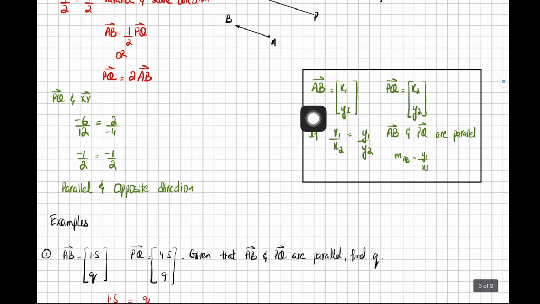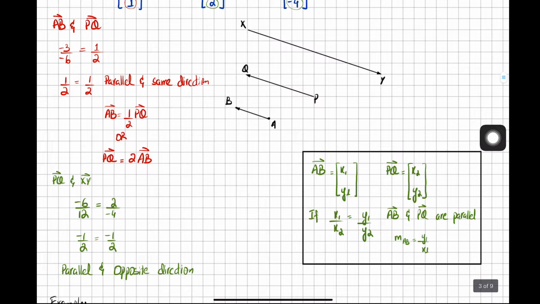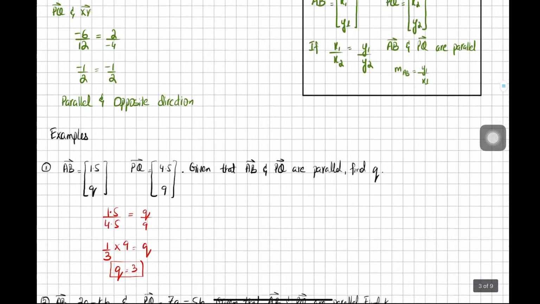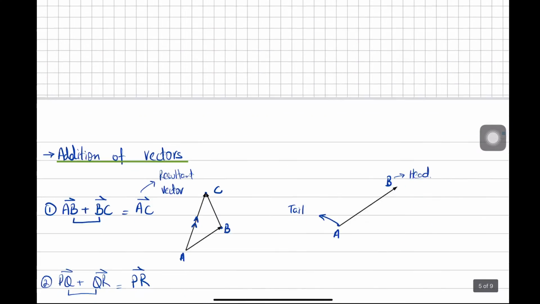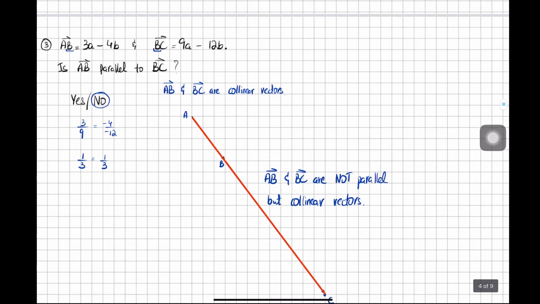Another thing to keep in mind is that you can always work out the gradient of a vector by simply taking the y component and dividing it by the x component. It's like y2 minus y1 over x2 minus x1. Then we did a few examples.